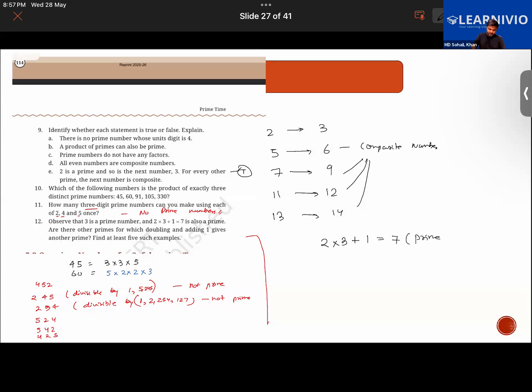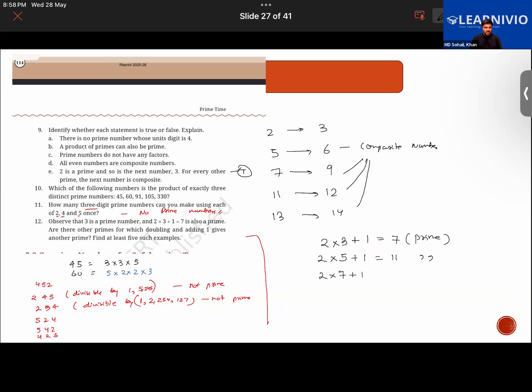So we know that 3 is a prime number, and 2 multiplied by 3 plus 1 gives you 7. After 3, the next prime number is 5. When you multiply it by 2 and add 1, you get 11, which is also a prime number. After 5, the next prime number is 7. So 2 multiplied by 7 plus 1: 2 sevens are 14, 14 plus 1 is 15. Now here we are having a bit of a problem.